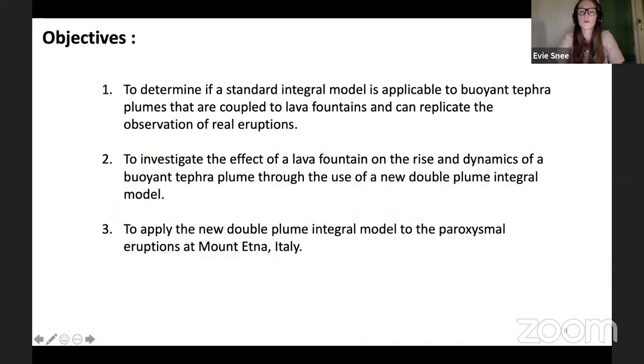So today, our objectives are to determine if a standard integral model is applicable to such plumes, and if so, can it replicate the observations that we see from real eruptions? We then want to investigate the effect of the lava fountain on the plume rise itself, and we'll do this by using this new double plume integral model. And lastly, we want to apply this to a case study at Mount Etna to try and further understand the dynamics of these plumes.